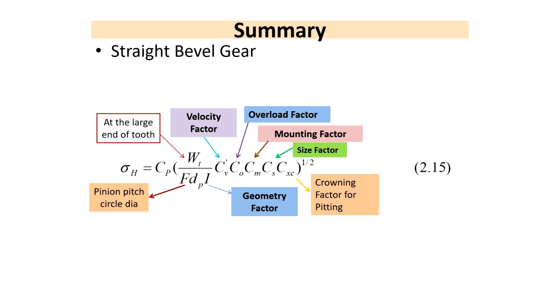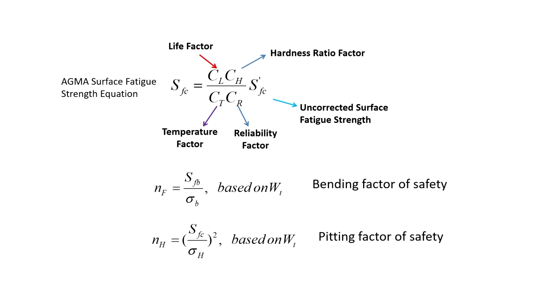Similarly, for the surface stresses, this is the equation, and these are the different factors which will be used. The surface fatigue strength is determined from this one, with the life factor; the hardness ratio factor will be used only for the gear, not for the pinion; and the reliability factor and the temperature factor. Correspondingly, the factor of safety against surface fatigue will be SFC, this SFC divided by the surface contact stress.